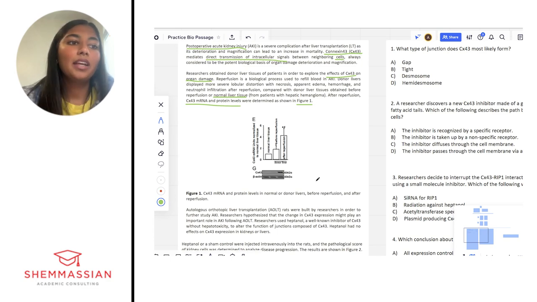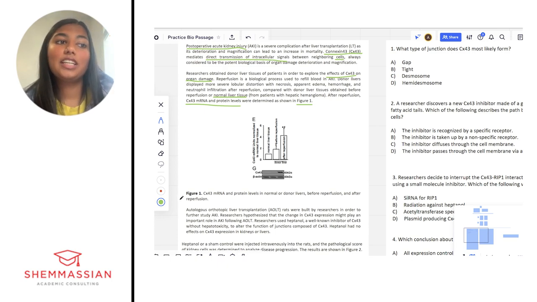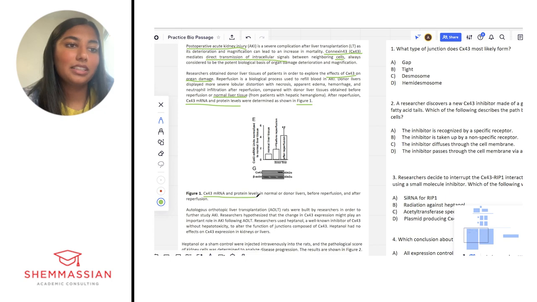So here I like to use a TAIDP approach, which stands for title, axes, independent, dependent variable, and patterns. So let's start with the title. Here it's looking like we are looking at CX43 mRNA and protein levels in normal or donor livers before reperfusion and after reperfusion. So a lot going on. Now let's look at the axes.